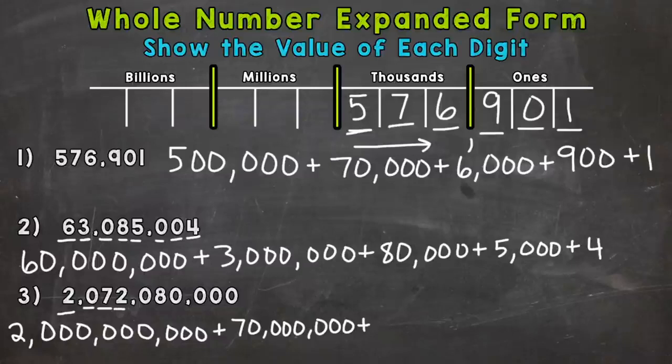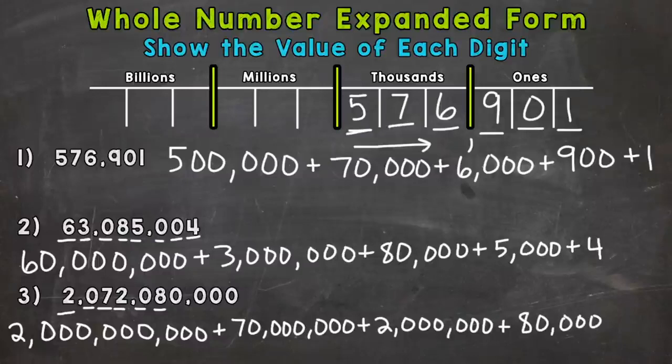Plus 2 million here, a 2 in the millions place. Plus a 0 in the 100,000, so we can go to the 8, which is in the 10,000s and has a value of 80,000. And we have all zeros remaining here, so we have all of those digits expanded out to show the value of each. So there you have it.